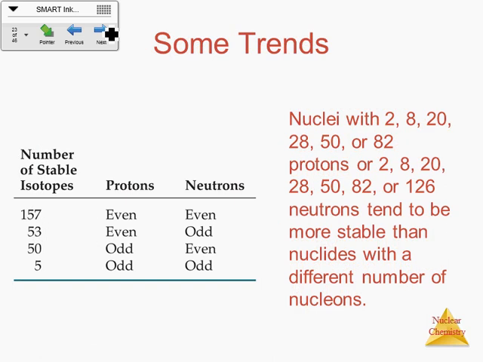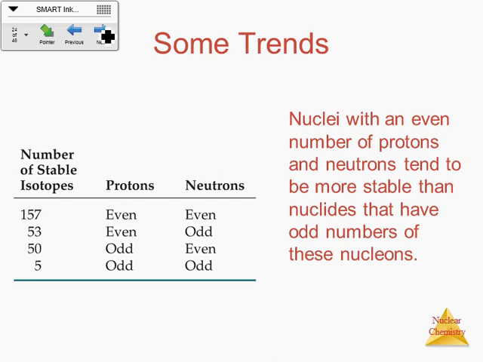Okay? Now just some trends here as far as stability is concerned, and I'm not exactly sure why this is the case. It really just has to do with the ratio of the protons to the neutrons in there. But if you've got nuclei that have 2, 8, 20, 28, 50, or 82 protons, or 2, 8, 20, 28, 50, 82, or 126 neutrons, those are going to tend to be more stable, for whatever reason. And you really don't have to worry about that. You're never going to be asked a question like that on the AP exam, okay? Just for your own information, there are certain magic numbers with the nuclei that seem to make them a lot more stable.